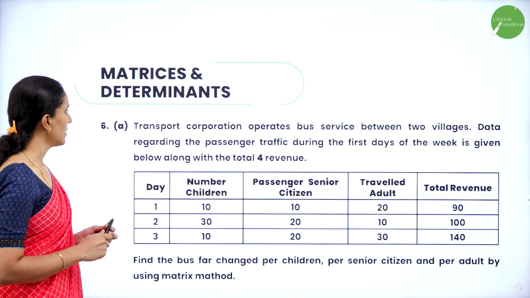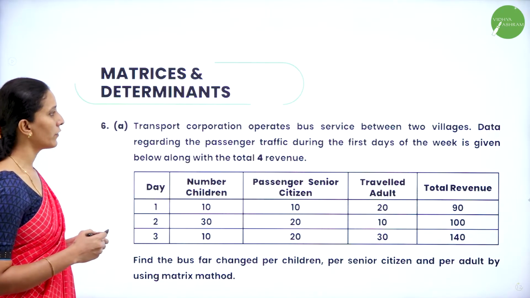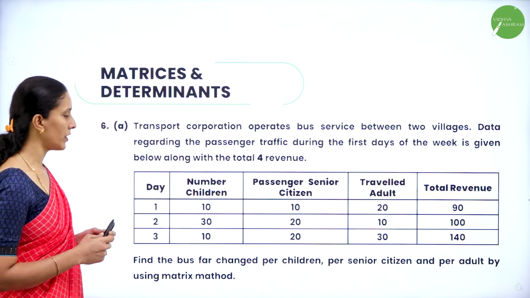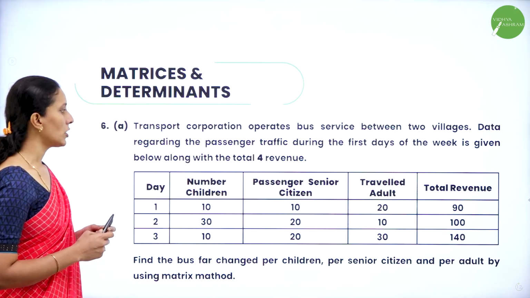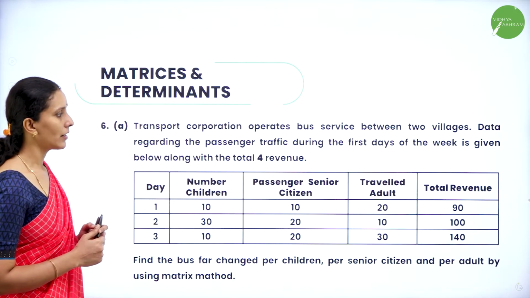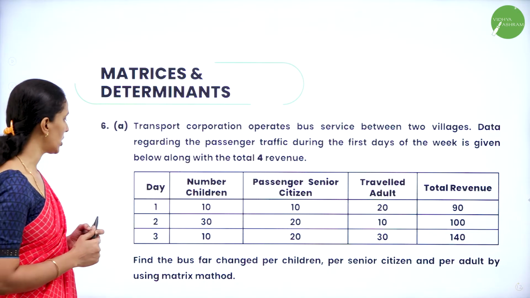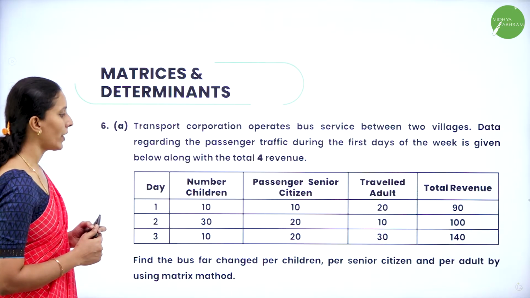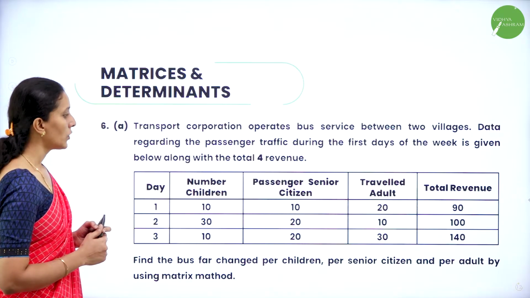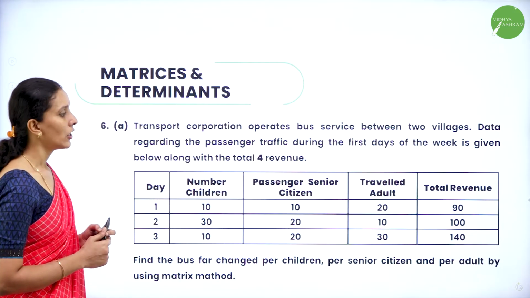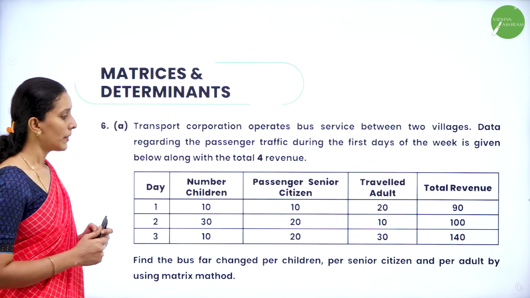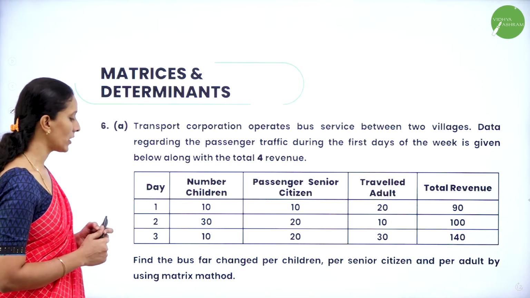So the next question is, Transport Corporation operates bus service between two villages. Data regarding the passenger traffic during the first days of the week is given below along with the total revenue. So day 1, children is 10, senior citizen 10, adult is 20. So total revenue is rupees 90. Day 2, 30 children, 20 senior citizen, 10 adults, 100 revenue. Day 3, 10 children, 20 senior citizen, adult 30, total revenue is rupees 140. Find the bus fare charged per child, per senior citizen, per adult by using the matrix method.